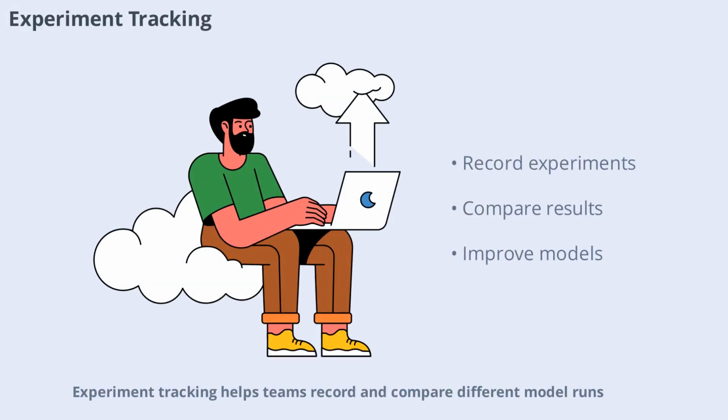Experiment tracking helps teams record and compare different model runs, parameters, and results. This transparency supports reproducibility and helps teams learn from past experiments to improve future models.